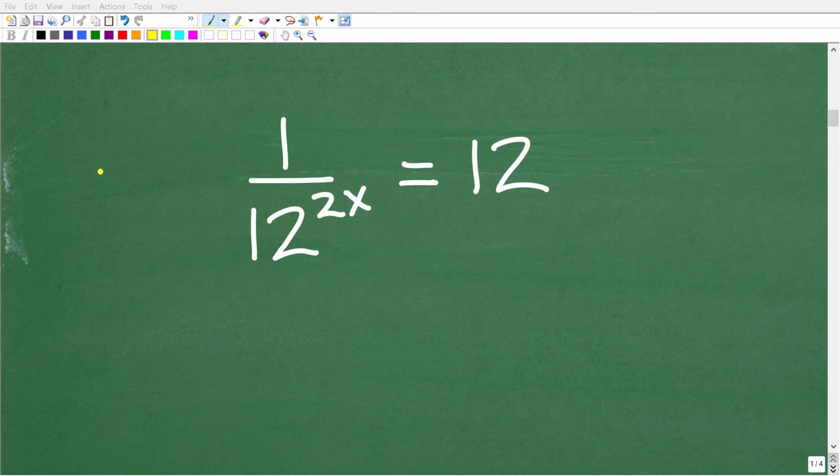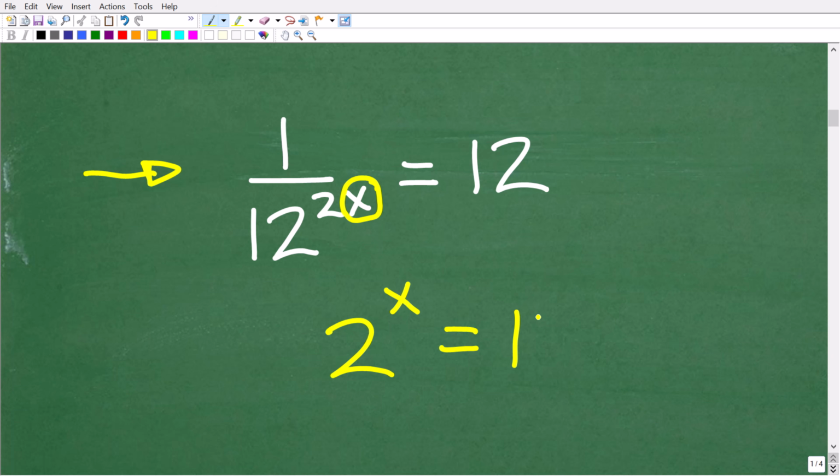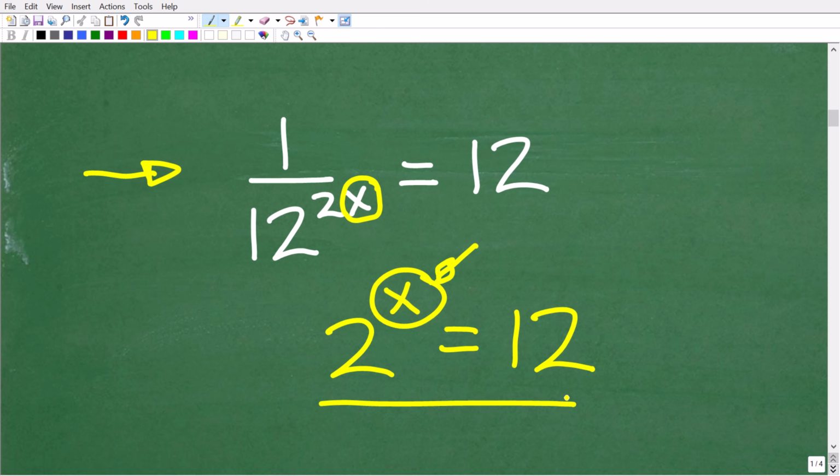Okay, now the first thing that we need to understand about this equation is that it is an exponential equation. We're trying to solve for this variable x in the exponent spot. So let's take a look at this simple example. If I had 2 to the x power is equal to 12, I'm trying to solve for the variable in the exponent location of this power. So this is an exponential equation.